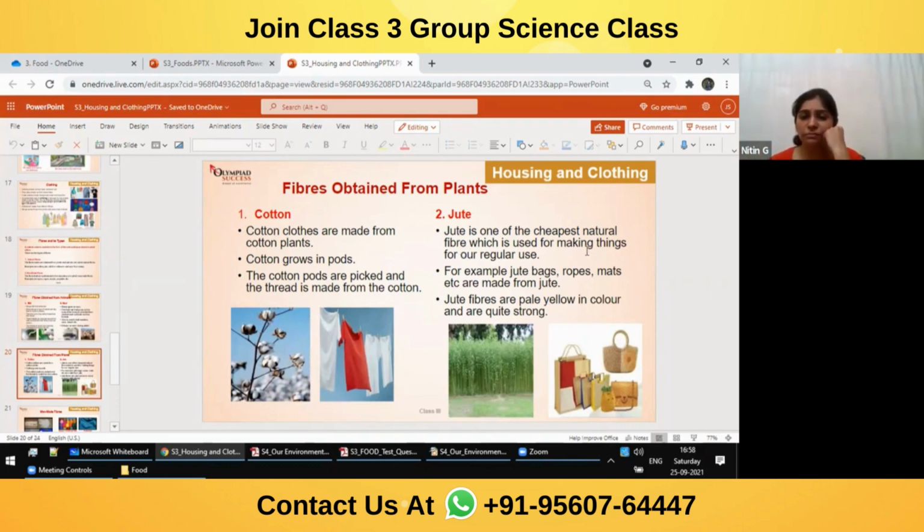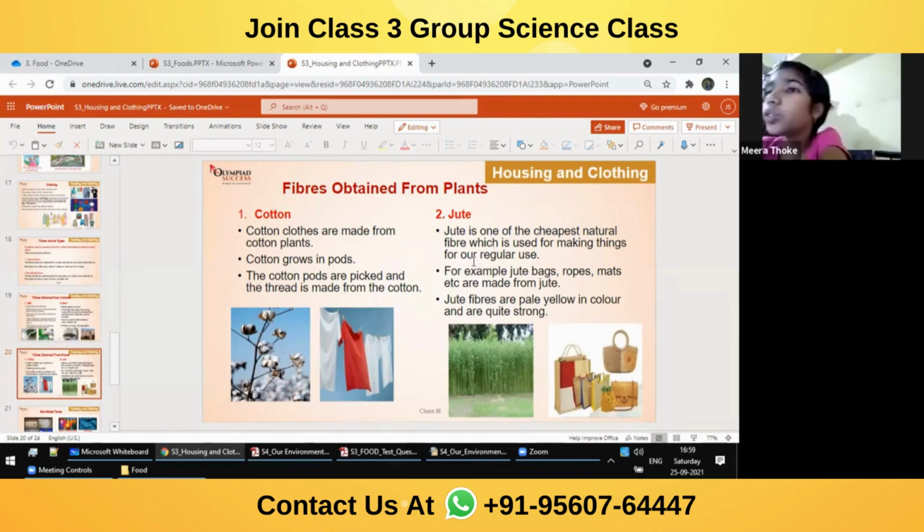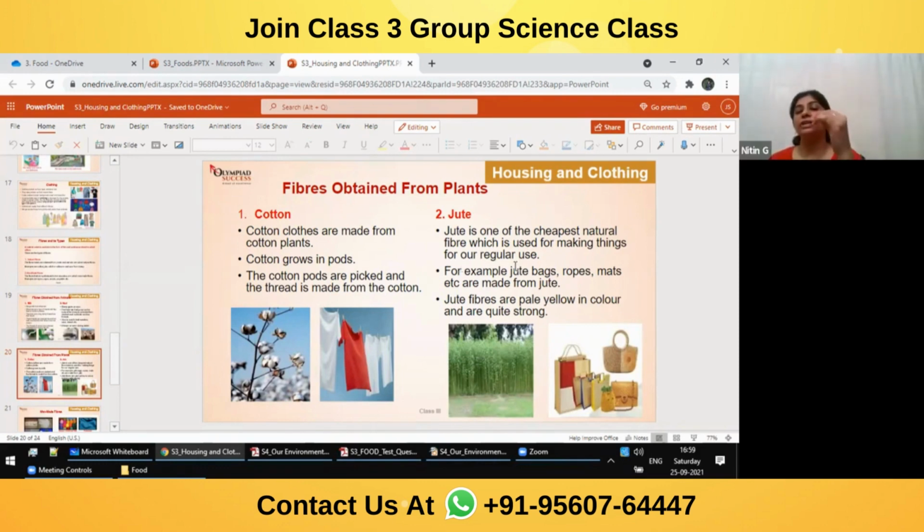Jute is one of the cheapest natural fibers. Meera, can you please read it? Jute is one of the cheapest natural fibers which is used for making things for our regular use. For example, you make jute purses, jute bags, isn't it? Jute ropes. These are all the examples which we use in our daily life that are made up of jute.